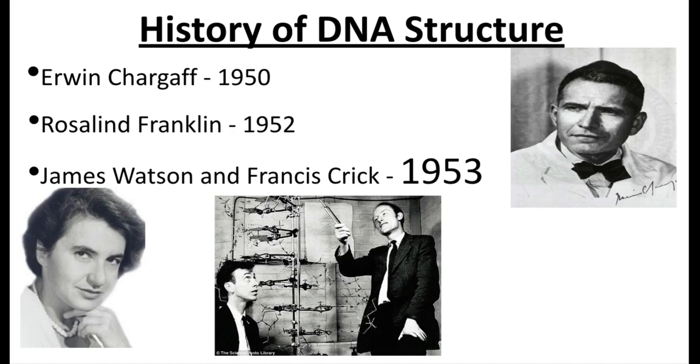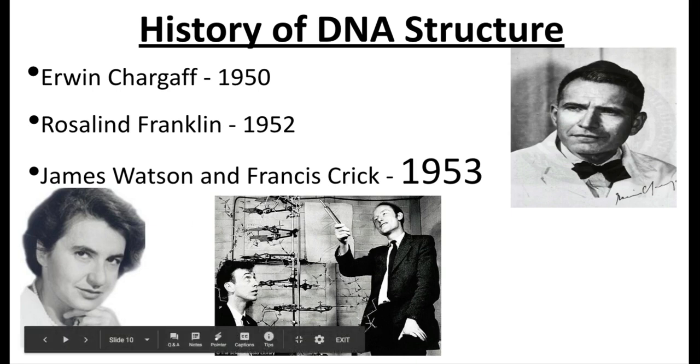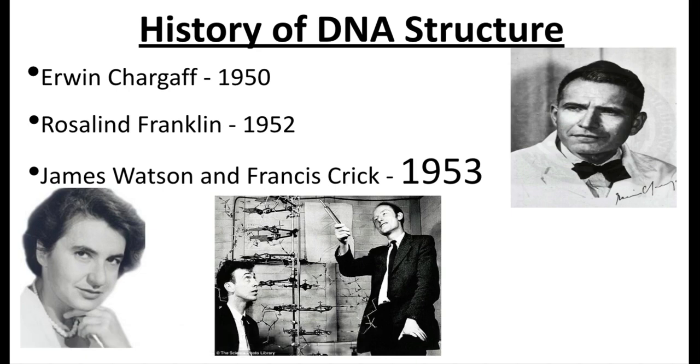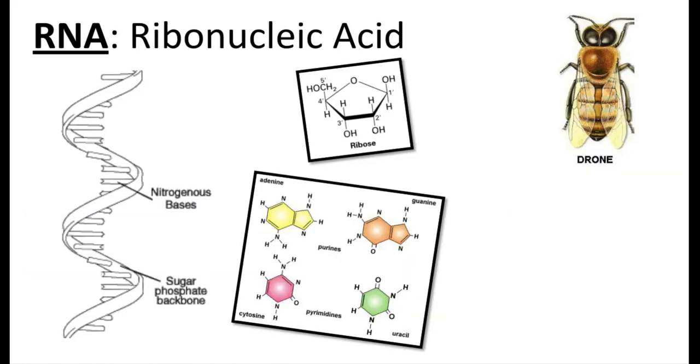Some history of DNA, just some scientists to know. Erwin Chargaff, he's the one who came with Chargaff's rule: A pairs with T, C pairs with G. Rosalind Franklin, she was actually the first person to take a picture of DNA. And unfortunately, she died shortly after, so she was not able to publish her findings. But James Watson and Francis Crick took her findings and published them. So they're actually the ones who are credited for finding the structure of DNA and saying that DNA is a double helix.